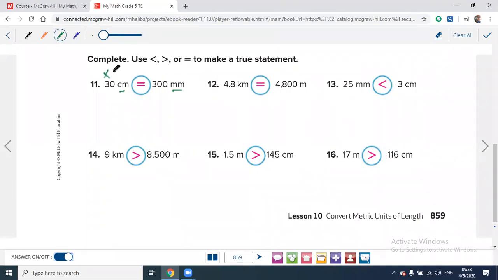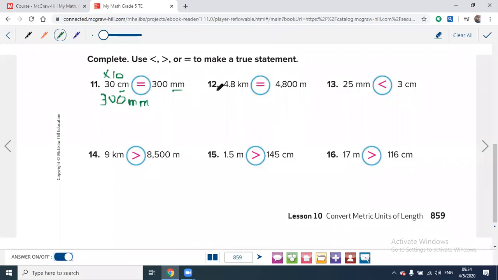1 centimeter equals 10 millimeter. So I have to multiply 30 by 10. It will be 300. So 30 centimeter equals 300 millimeter. So now to compare, it will be equal. So the answer is equal.